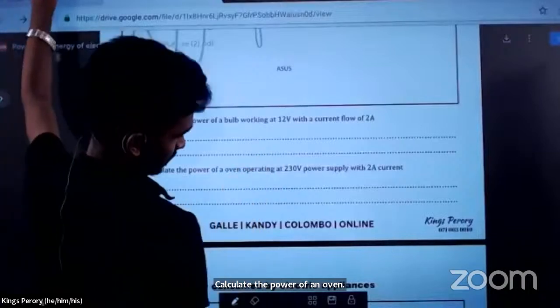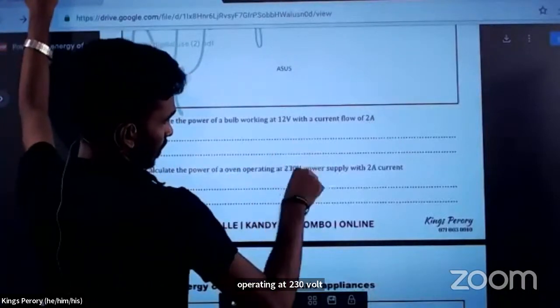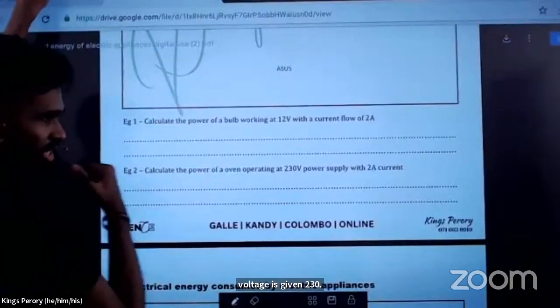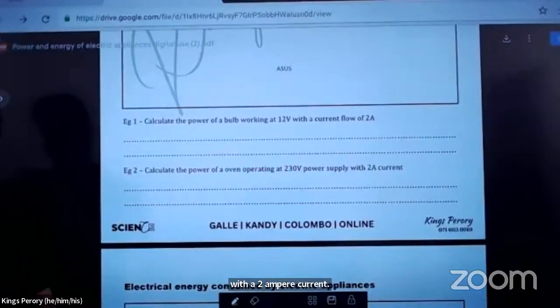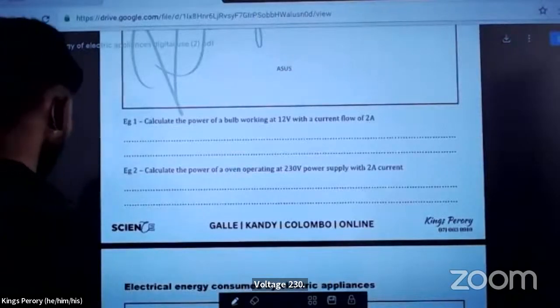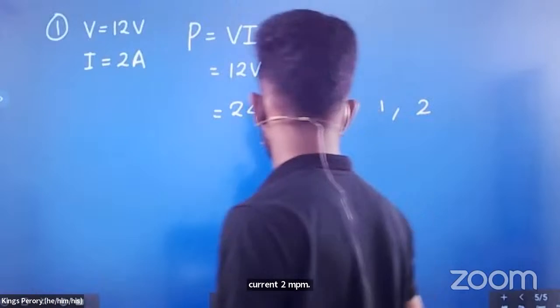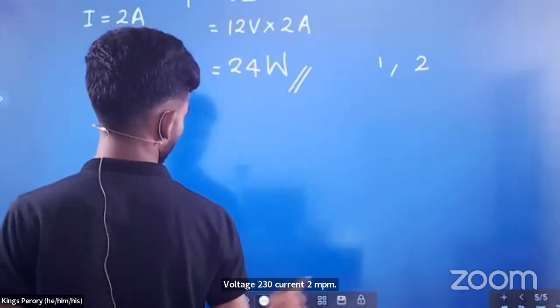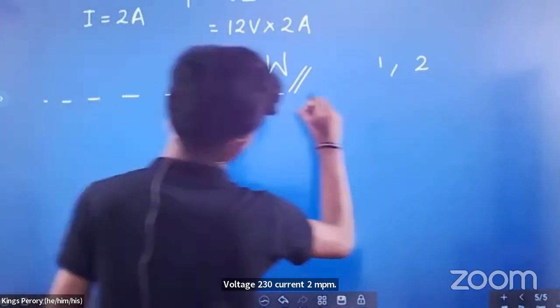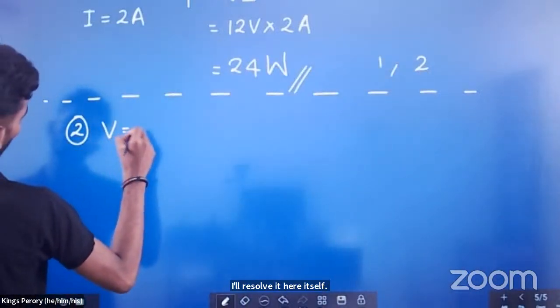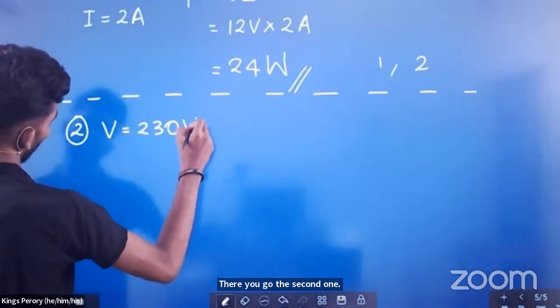Voltage is given, 230, with a 2 ampere current. Voltage 230, current 2 ampere. I'll solve it here itself, the second one. Voltage is 230 volt.